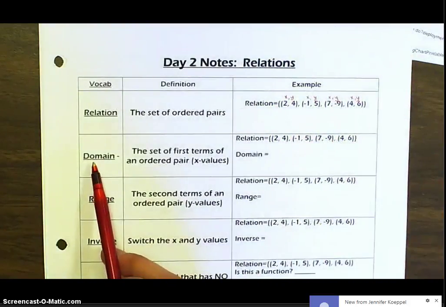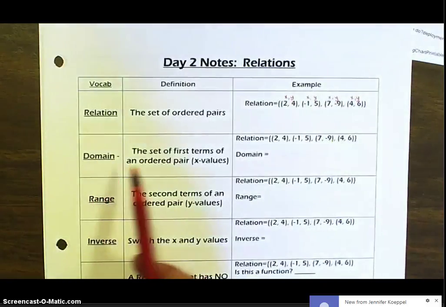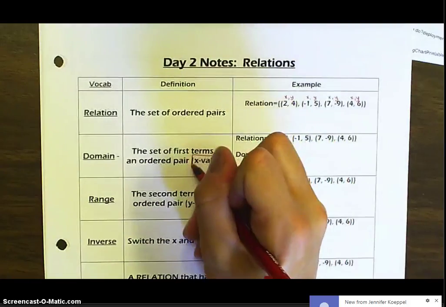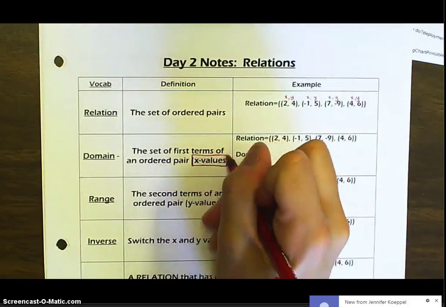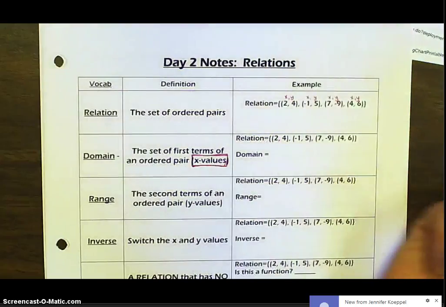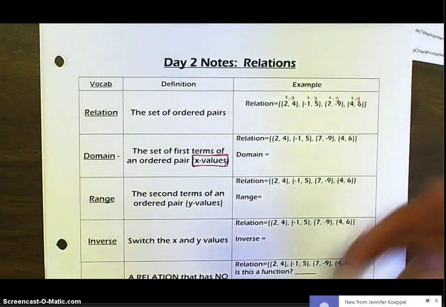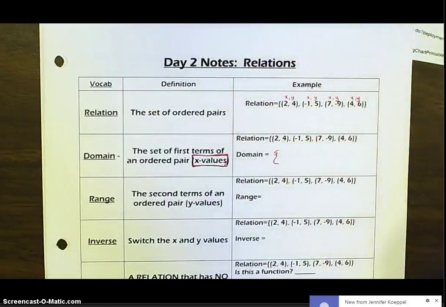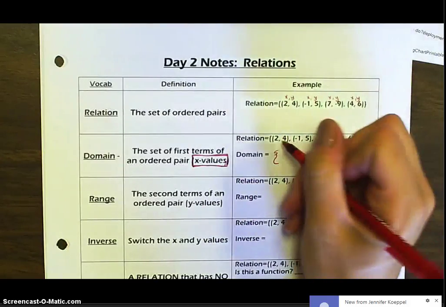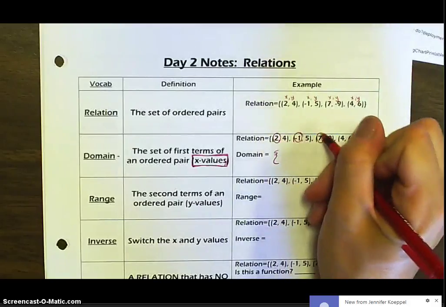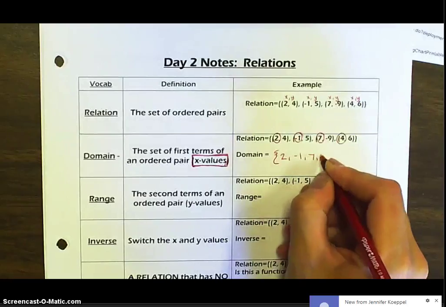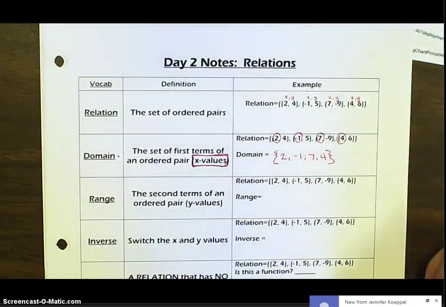Our next word for today is a domain. A domain is the set of the first terms of an ordered pair. It is the x values of a function, so it is going to be the x values in the relation. If I want to write down my domain as a set of numbers, I'm going to pick all of the x values. Remember, the x values always come first. So my domain is 2, -1, 7, and 4. It's a set of numbers, so they don't have to be in any order.